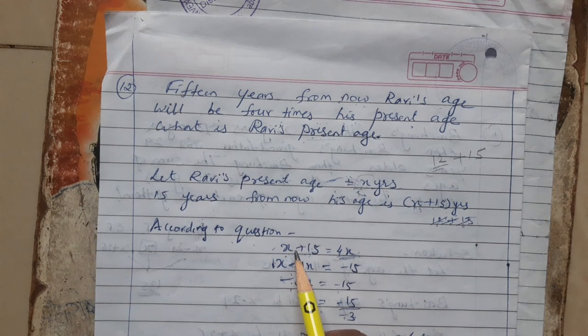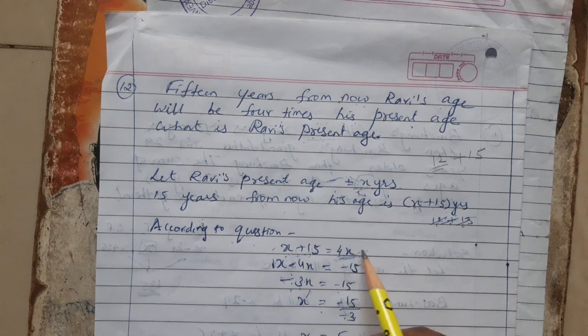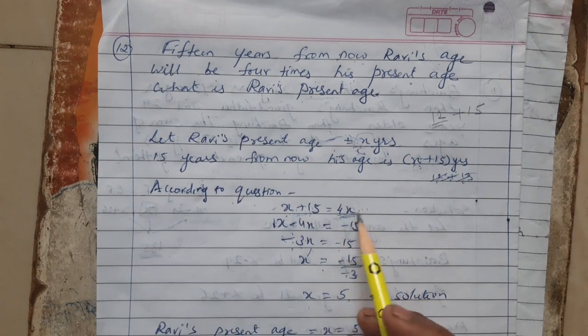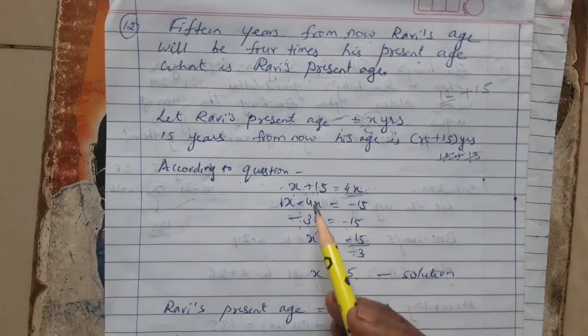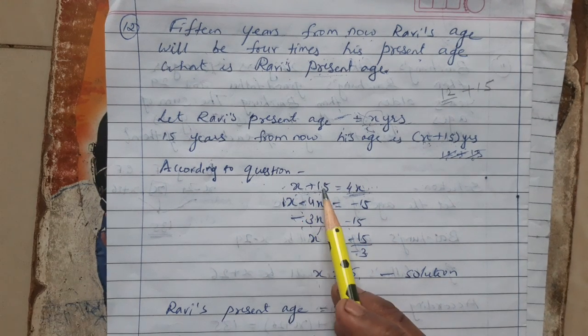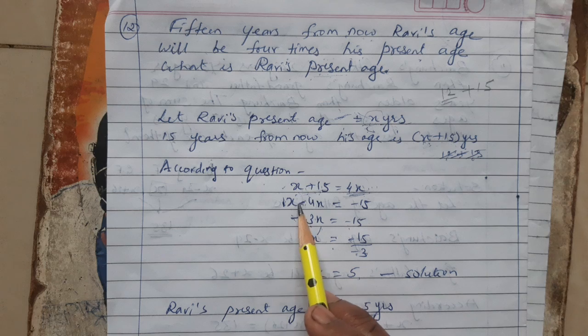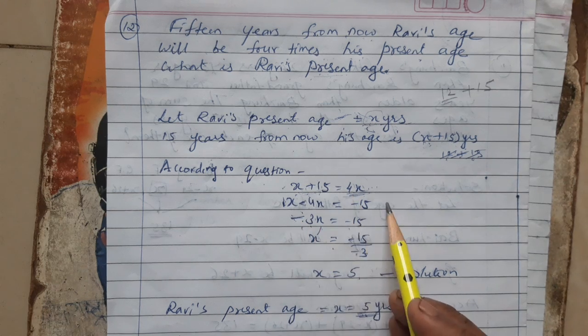15 years from now, his age will be 4 times his present age. 4 times means 4 times. His age from now will be x plus 15. So x plus 15 is equal to 4x is the equation. Let us take 4x to the left hand side. x minus 4x is equal to 15.